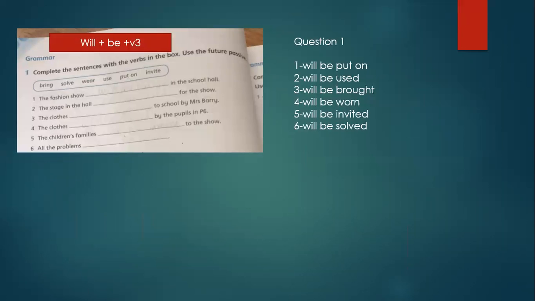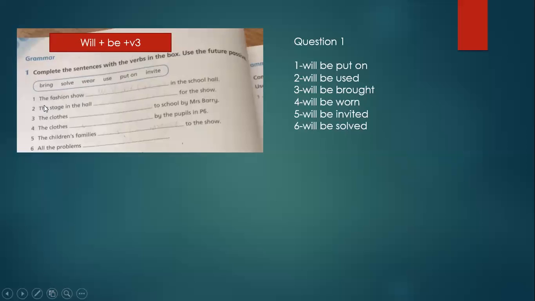Now let's move to the workbook. Here the sentence is already changed to the passive, okay? But we are going to use the form of the verb. So we are going to put will, be, and verb 3. They already put the object at the beginning of the sentence. Here we have a box of verbs. Let's read them. We have bring, sell, wear, use, put on, and invite, all of these verbs in the present form, verb 1. We are going to put in the space will, be plus verb 3.